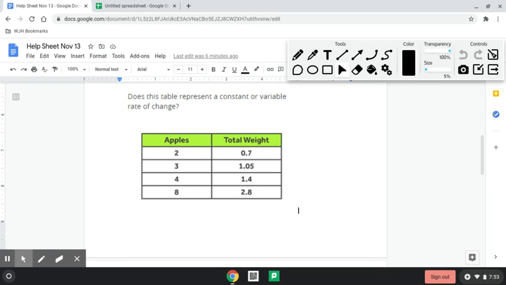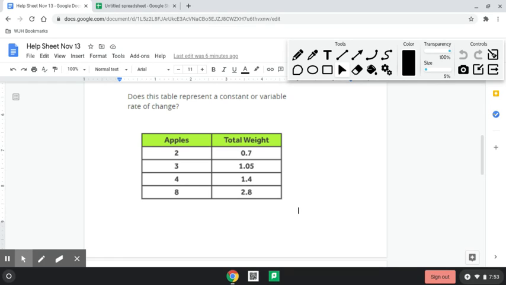So if we think about the distance that the tortoise covered, let's say in 5 minutes he went 5 inches, and then in 10 minutes he went 10 inches. And it would just keep going all the way till he gets to 5,000 minutes and he went 5,000 inches, whatever that is in feet and yards and miles.